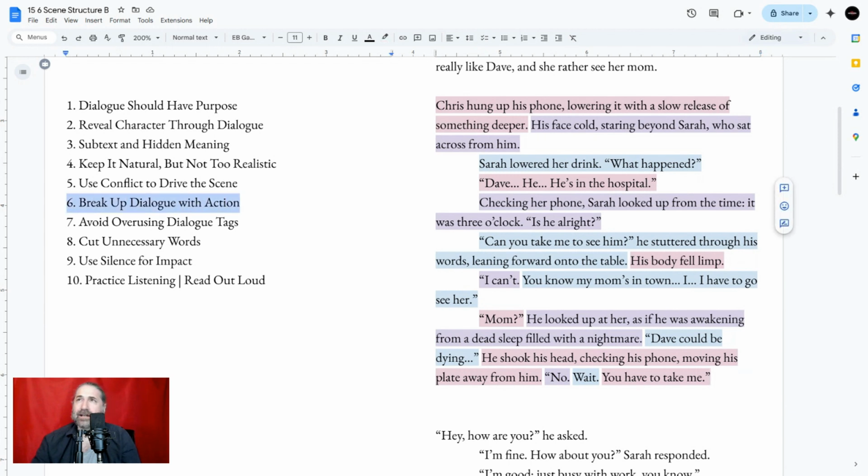Break up the dialogue with action. Sarah lowered her drink. "What happened?" "Dave, he's in the hospital." Checking her phone, Sarah looked up from the time. It was 3 o'clock. "Is he all right? Can you take me to see him?" He stuttered through his words, leaning forward on the table. His body felt limp. "Uh, all right." So there's definitely that. Avoid overusing dialogue tags.